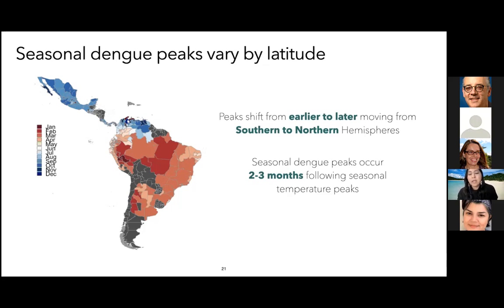We also did a similar analysis looking at the timing of temperature peaks, and also did a phase analysis comparing the lags between seasonal dengue and temperature, and found that both consistently estimated that dengue tends to lag by 2 to 3 months, or dengue peaks tend to lag roughly 2 to 3 months after temperature peaks, which also corresponds with the relationship that we've seen between temperature and the vector life cycle with dengue.